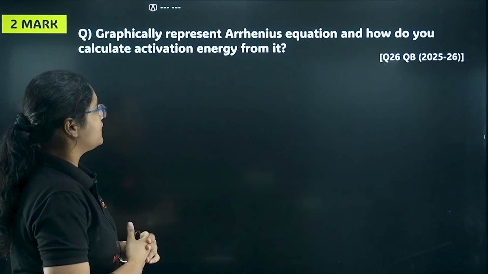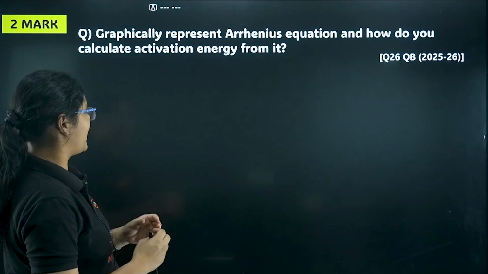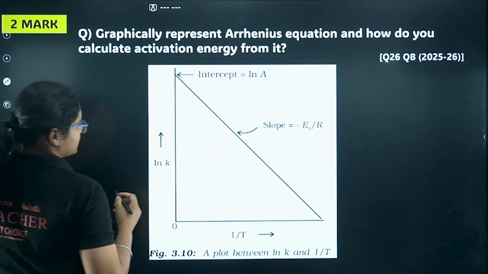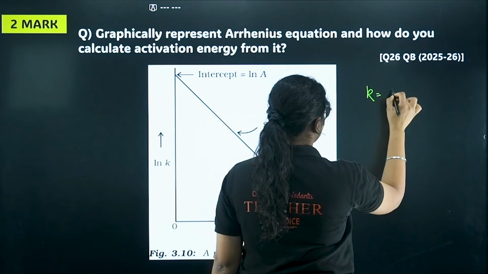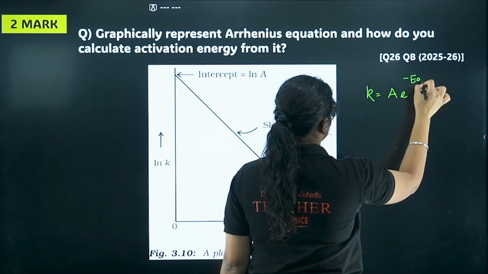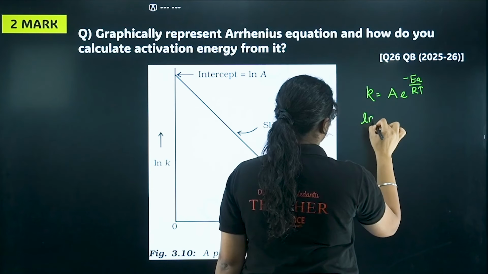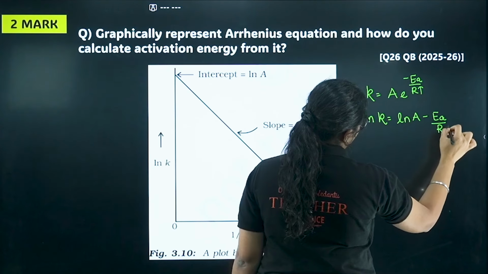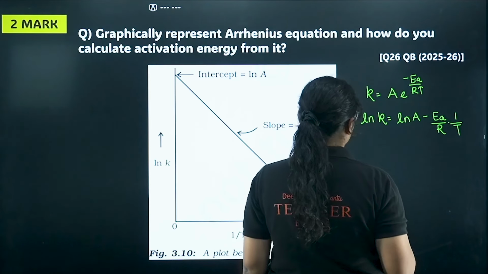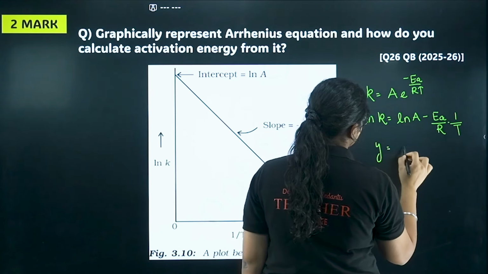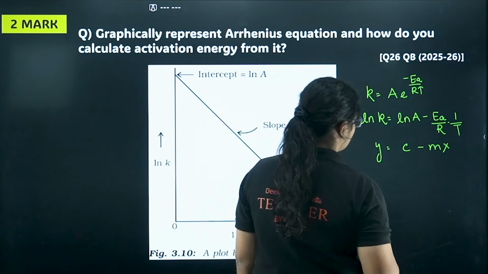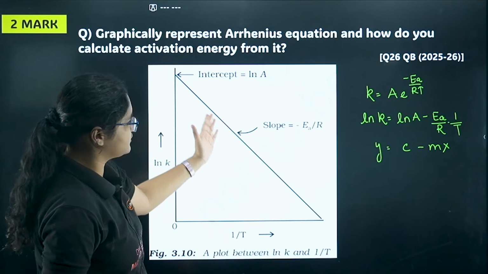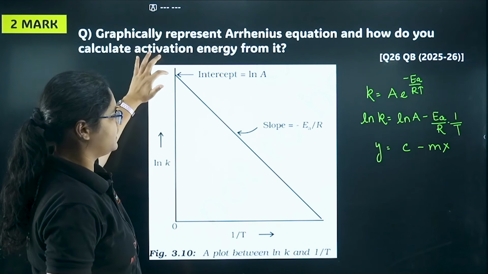Next, graphically represent the Arrhenius equation and explain how you calculate the activation energy from it. The Arrhenius equation is like this: K equals A into e to the power of minus EA by RT. Now ln K is equal to ln A minus EA by R into 1 by T. Okay, now here we have y = c + m x. So here I have 1 by T, and then the slope is minus EA by R, and the y intercept is ln A.